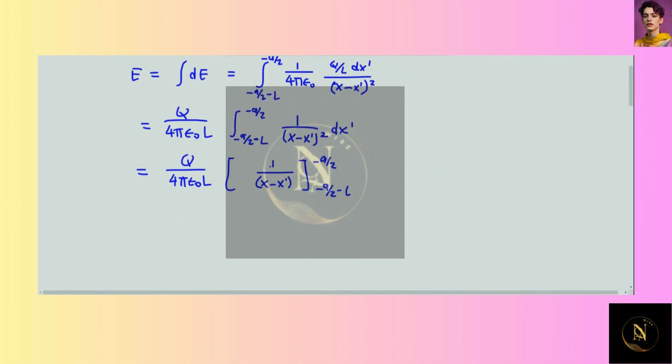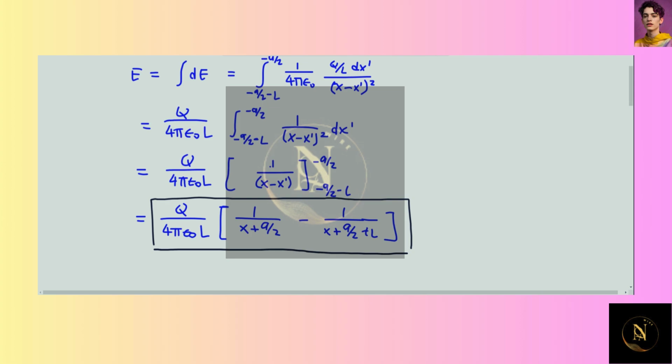When you do the substitution of the limits, you get 1 over x plus a over 2 minus 1 over x plus a over 2 plus L. You can choose to simplify or just leave it like that, and both are fine. So this is the answer for part A.